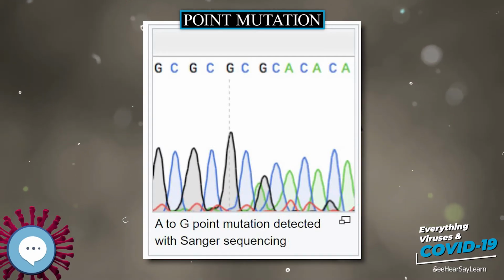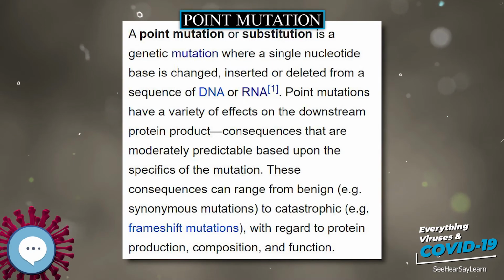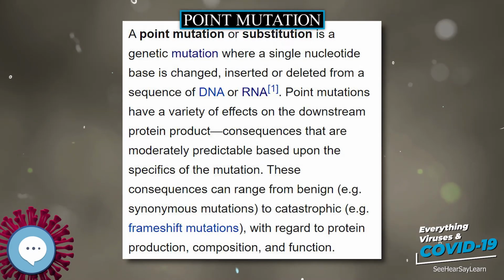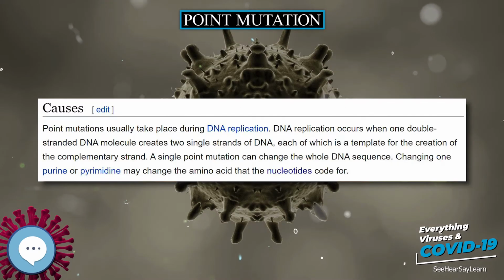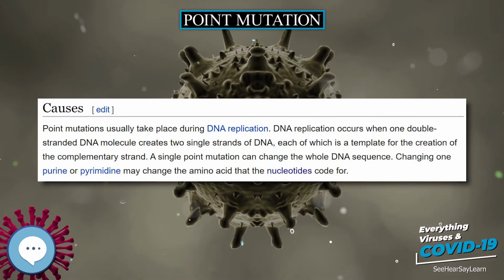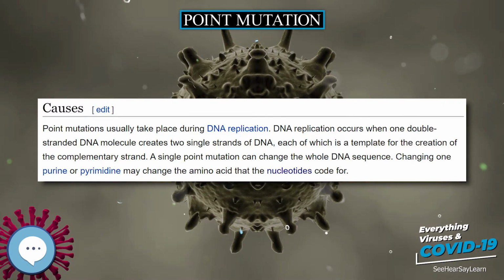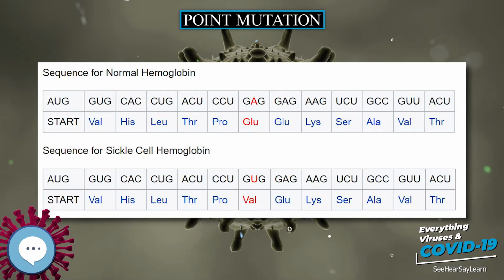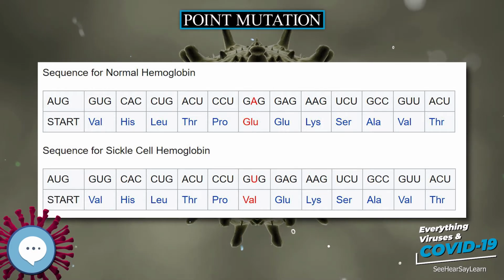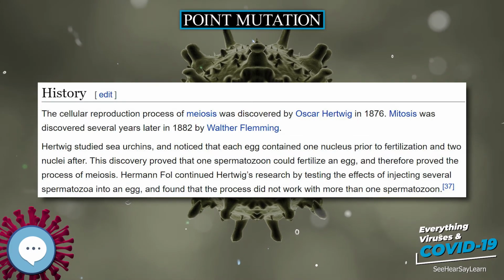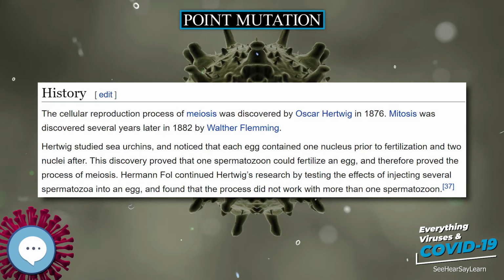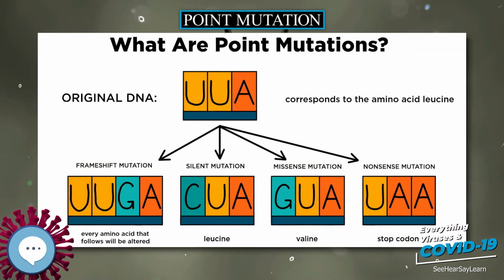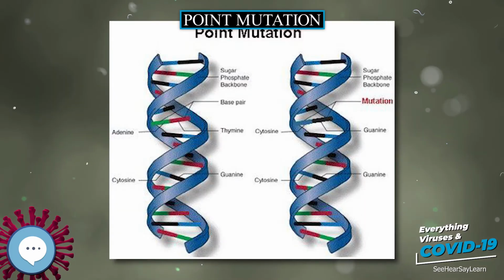Categorization. Transition/transversion categorization. In 1959, Ernst Freese coined the terms transitions and transversions to categorize different types of point mutations. Transitions are replacement of a purine base with another purine or replacement of a pyrimidine with another pyrimidine. Transversions are replacement of a purine with a pyrimidine or vice versa. There is a systematic difference in mutation rates for transitions, alpha, and transversions, beta. Transition mutations are about 10 times more common than transversions.